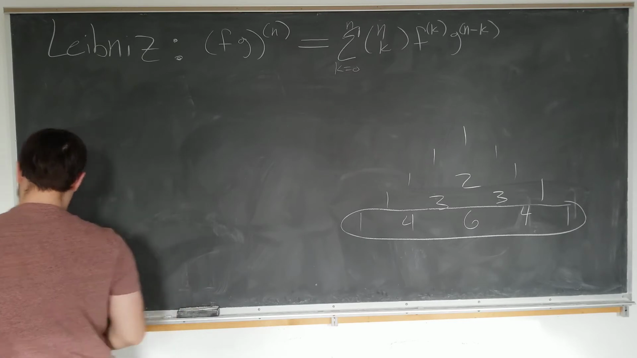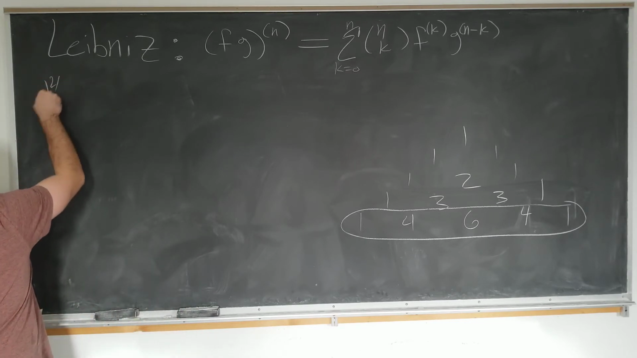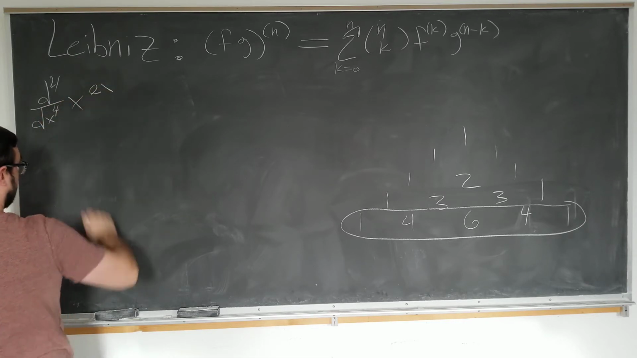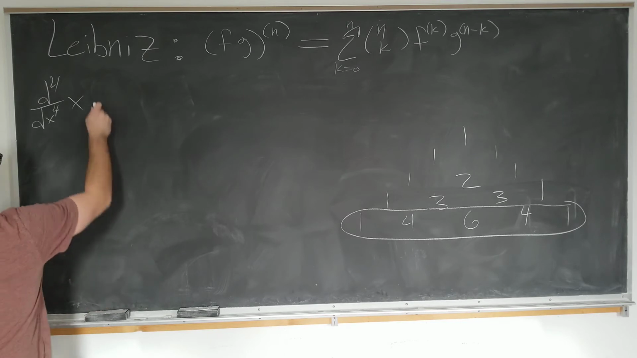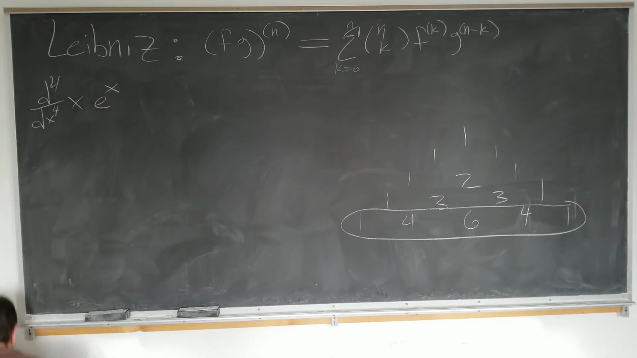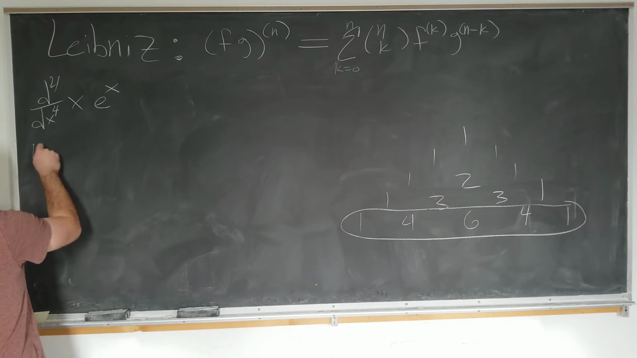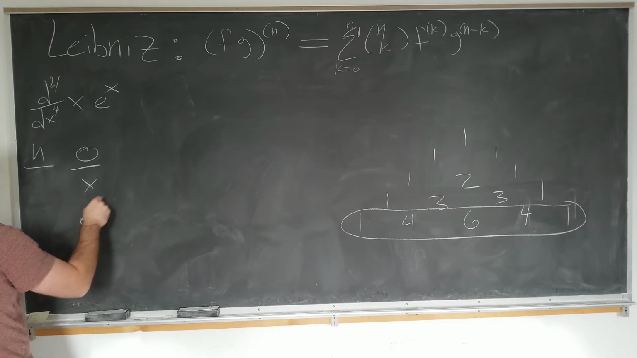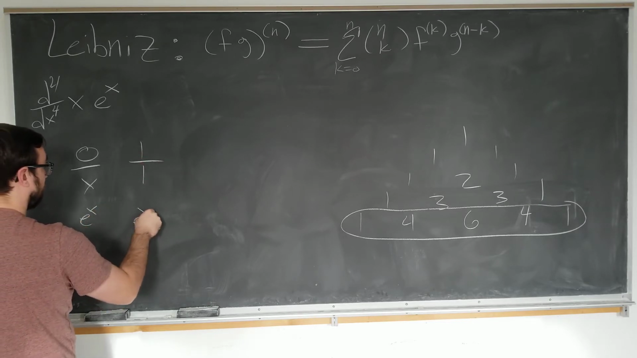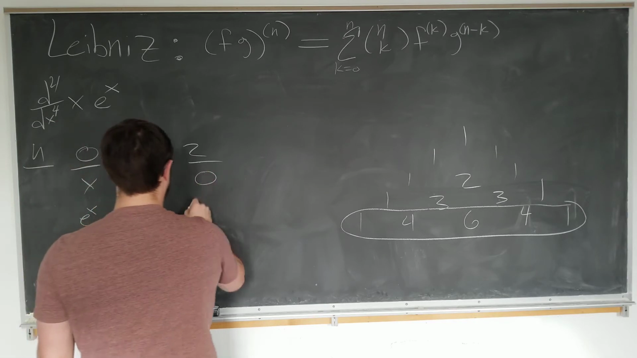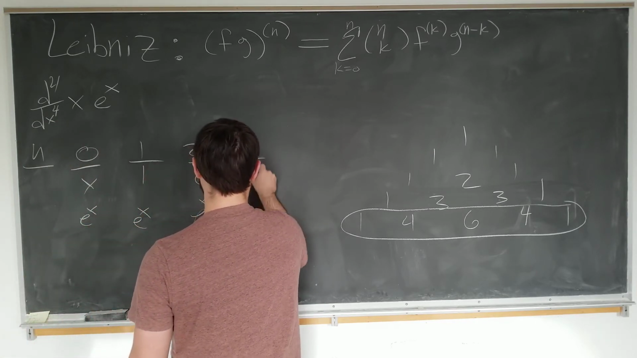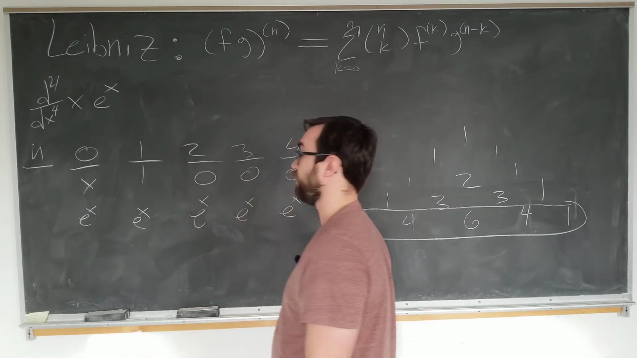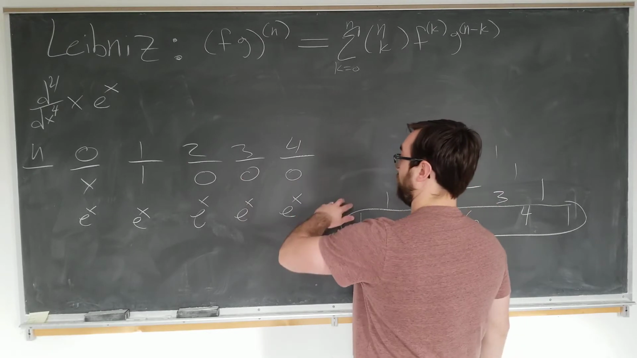Okay, and we're going to be discussing the fourth derivative of x e to the x. Let's make the table like before. Make our table. And we have 0, so x e to the x, 1, 1 e to the x, 2, 0 e to the x, 3, 0 e to the x, and 4, 0 e to the x. Again, notice the redundancies. Notice the zeros.